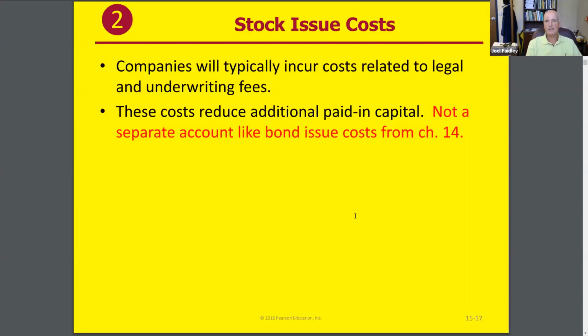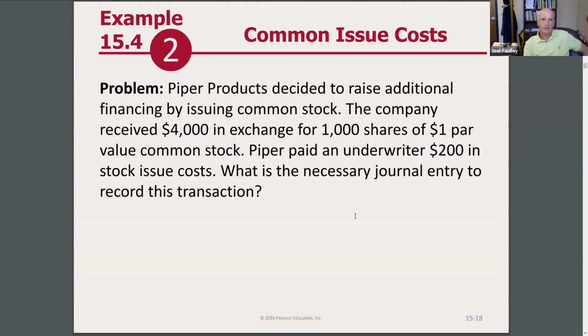All right, what about stock issue costs? We looked in the last chapter, chapter 14, about bond issue costs. What about stock issue costs? Well, bond issue costs used to be an asset, now it's a contra liability account, has a debit balance. These stock issue costs, we're just going to take that straight out of our cash, and it's going to come out of additional paid-in capital. So there is no account associated with these stock issue costs that's amortized, unlike what we do with bonds. So that is a difference.